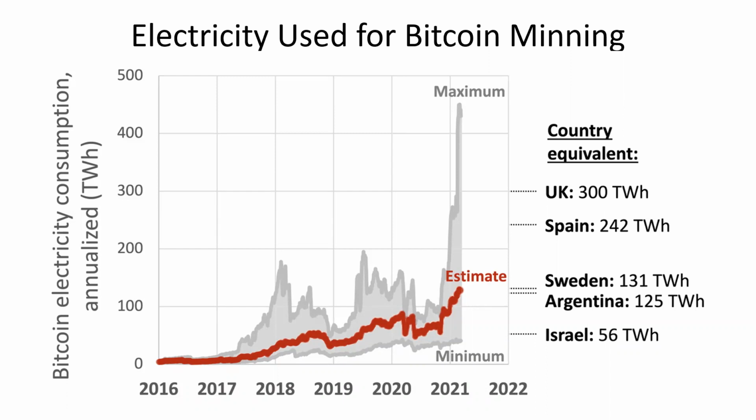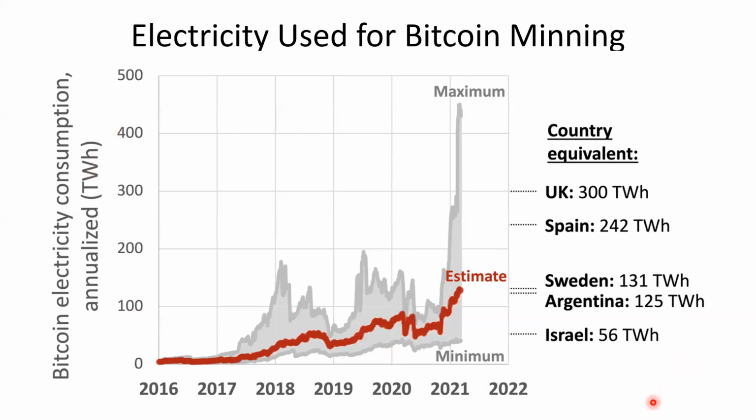Here's an estimate; they estimate there's a minimum and maximum. It's kind of hard to guess because nobody really knows what's going on out there. That's one of the reasons the governments are kind of wary of it. But here's an estimate of how much power, in terawatt hours.